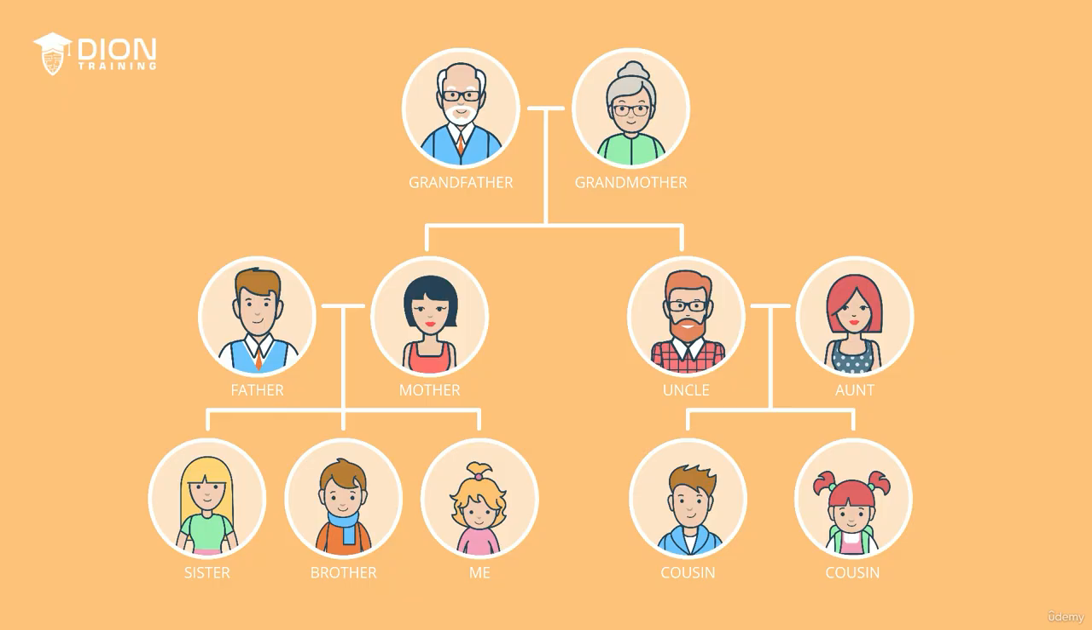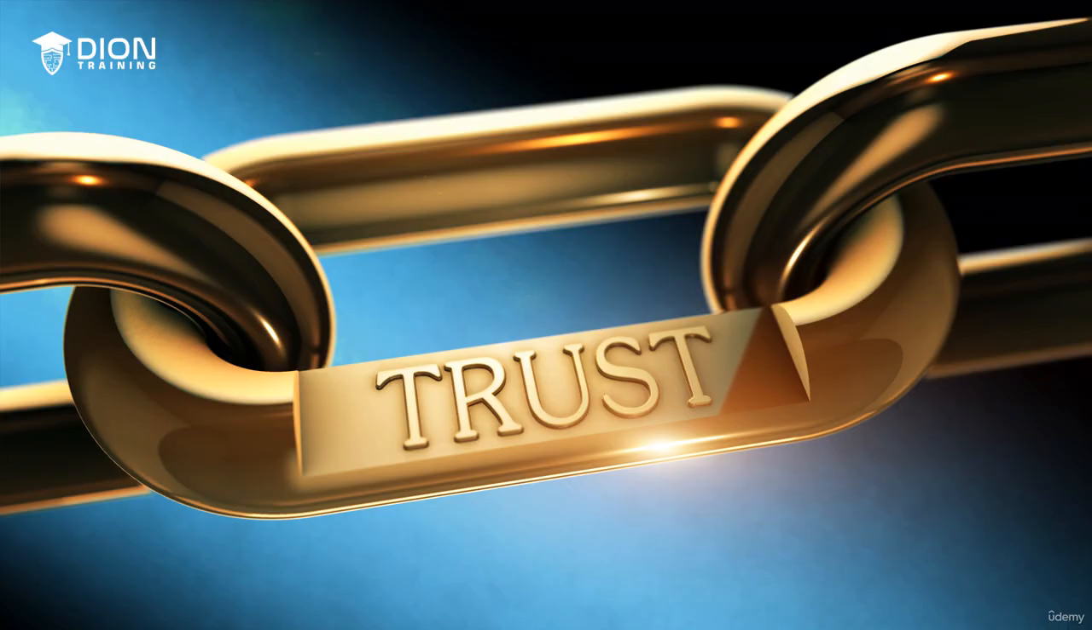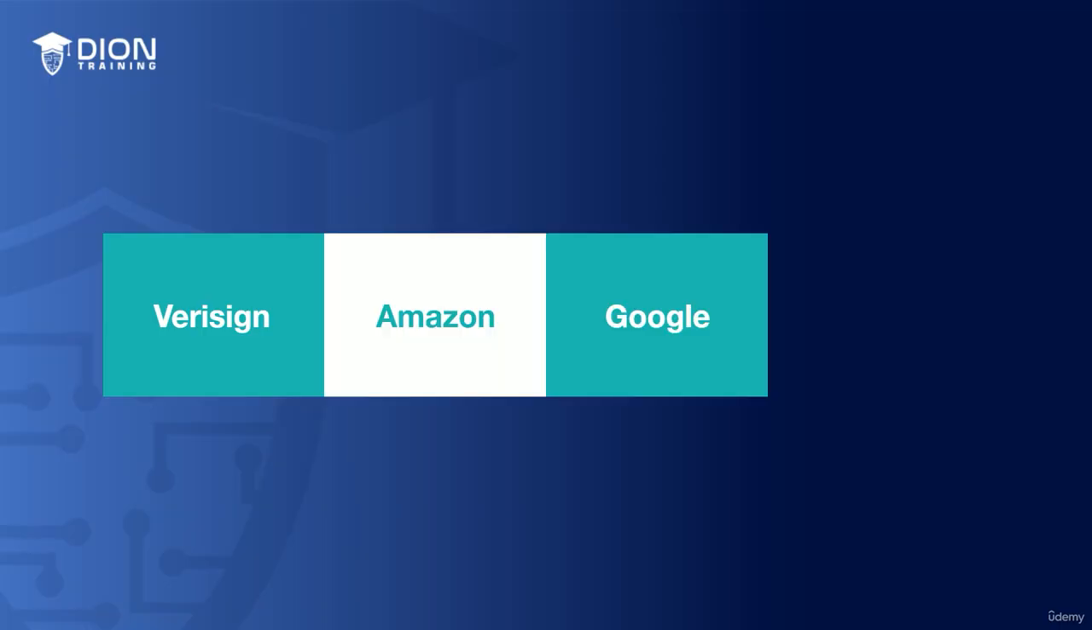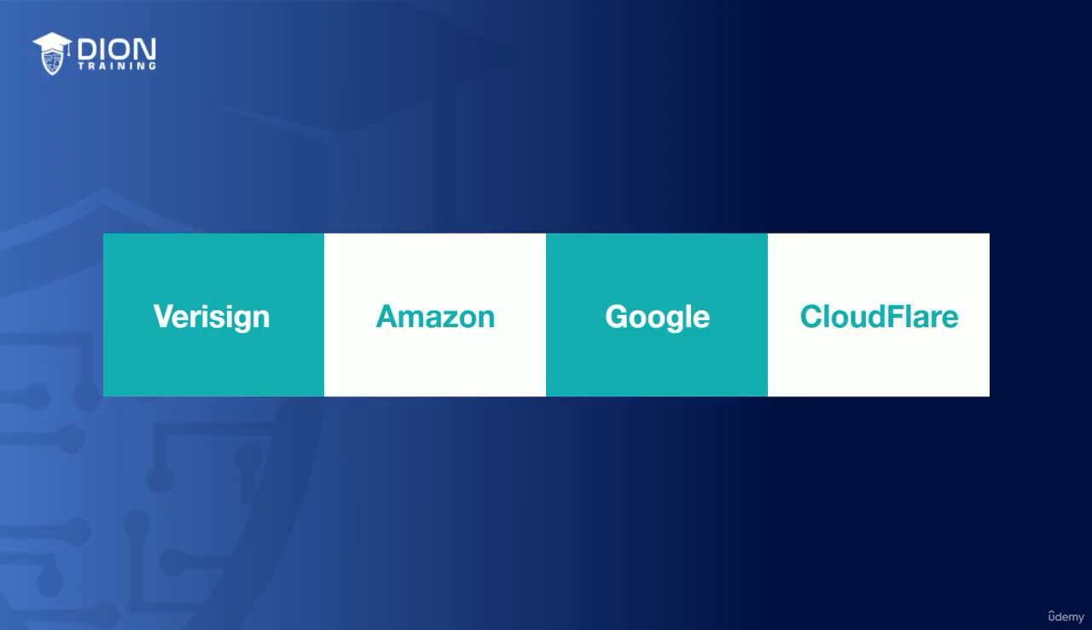Now, if I end up having a child, that child would have to go back up our family tree again and have our grandfather vouch for Junior's trustworthiness, and so on as we go down the family tree. The root of trust for most certificates is going to be a trusted third-party provider, like VeriSign, Amazon, Google, Cloudflare, or some other large service provider.